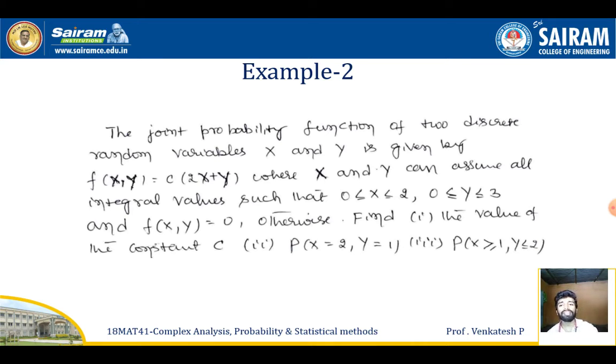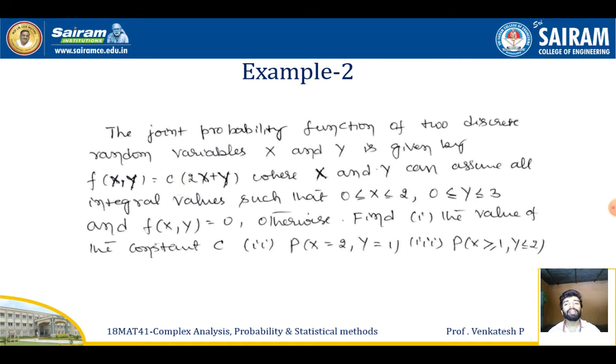I mean this constant c we have to find, and P of X equal to 2 comma Y equal to 1, and P of X greater than or equal to 3, Y less than or equal to 2, we have to find it. So to estimate the value of c, we must have the condition that f of x comma y should be positive for c positive and the summation of f of x y should be equal to 1. So from this condition only I am going to estimate the value of c.